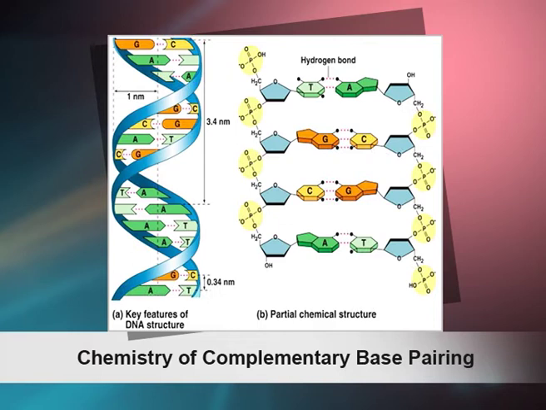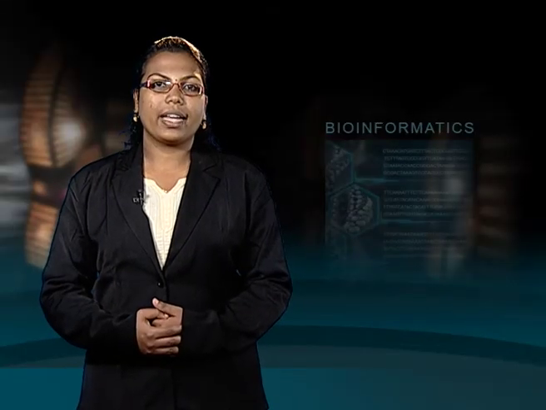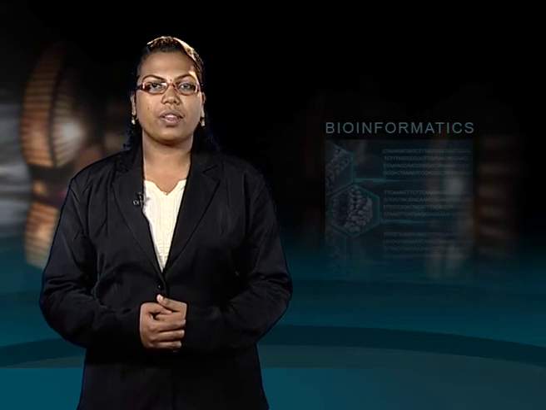Please see the figure on screen. This shows the chemistry of complementary base pairing. We can see that thymine binds with adenine with 2 hydrogen bonds and guanine binds with cytosine with 3 hydrogen bonds. This base pair complementarity is a consequence of the size, shape and chemical composition of the bases.